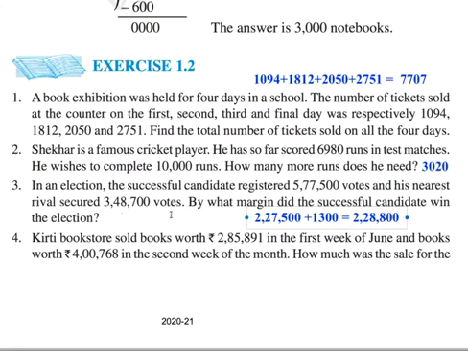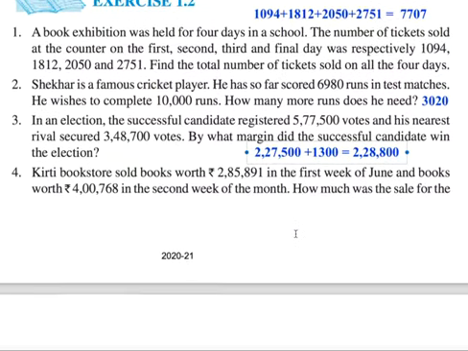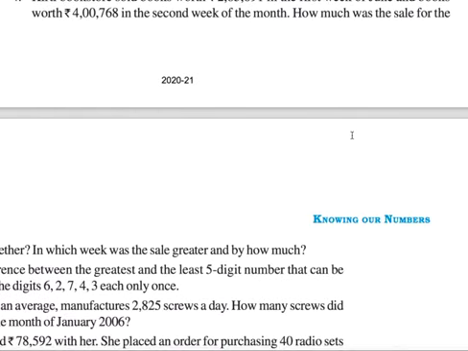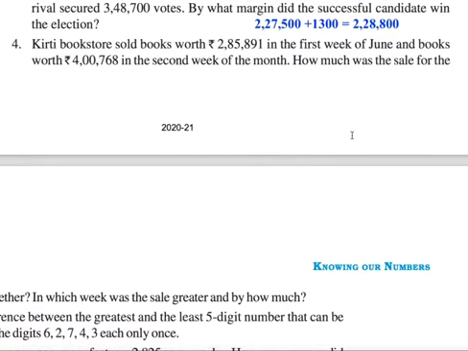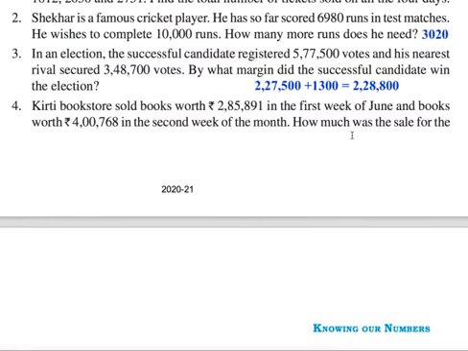Okay, and 8 plus 7 is 15, 1, 7, 3 plus 2 is 5. That is correct. A bookstore sold books worth 2,085,891 in the first week of June and books worth 4,768,000 in the second week of the month. How much was the sale for the 2 weeks together? In which week was the sale greater and by how much?